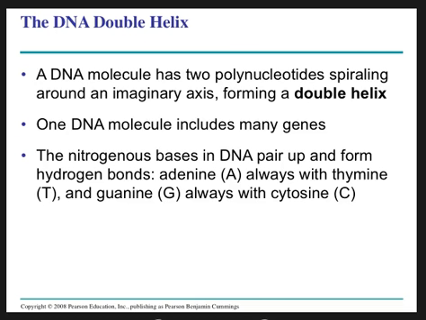and that the nitrogenous bases of DNA always pair up and form hydrogen bonds between those nitrogenous bases in the same way. So in DNA, adenine, which is a purine, is always going to form hydrogen bonds with the pyrimidine called thymine. Remember, it's thymine. There is no A in that word. It is not thiamine. It's thymine. Guanine is always going to pair with cytosine.